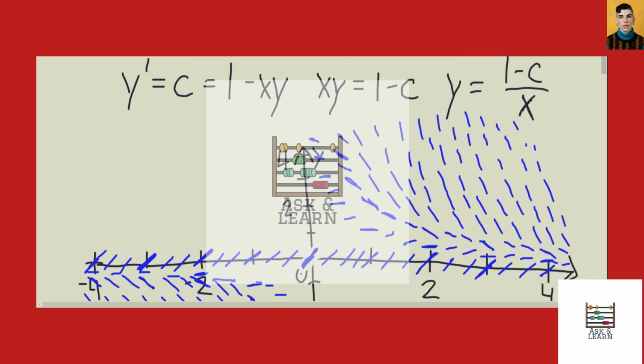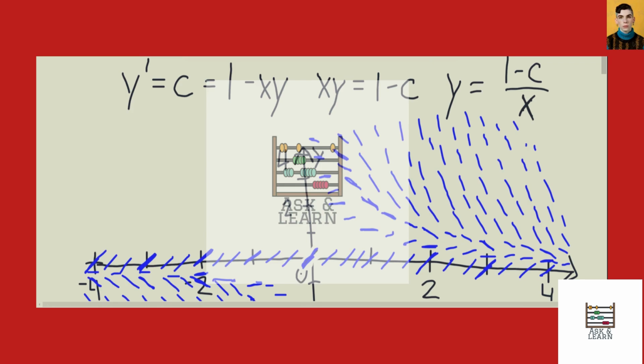Now, some points that we're missing in those quadrants are points like (0.5, 1). If we plug this point into our equation, we get that y prime is equal to 1 minus 0.5, or 0.5. So the slope is going to be 0.5, which means it's not as steep as the slope on the x-axis, but certainly steeper than the flat tangents.